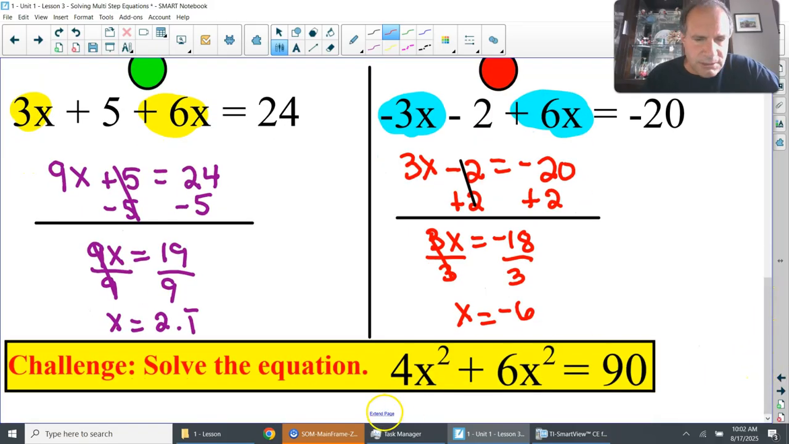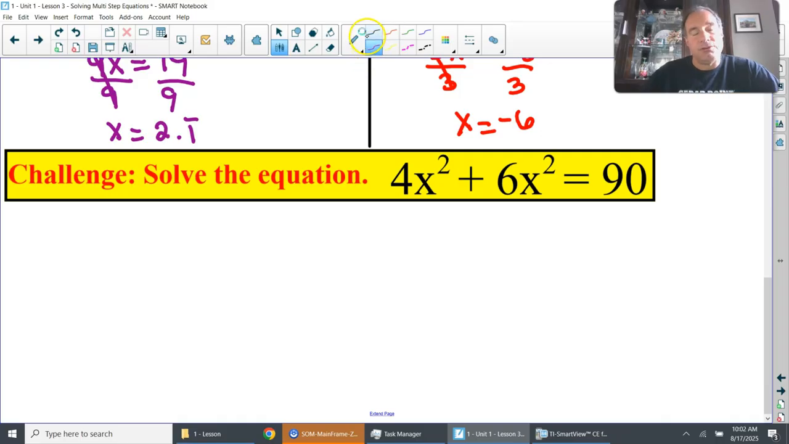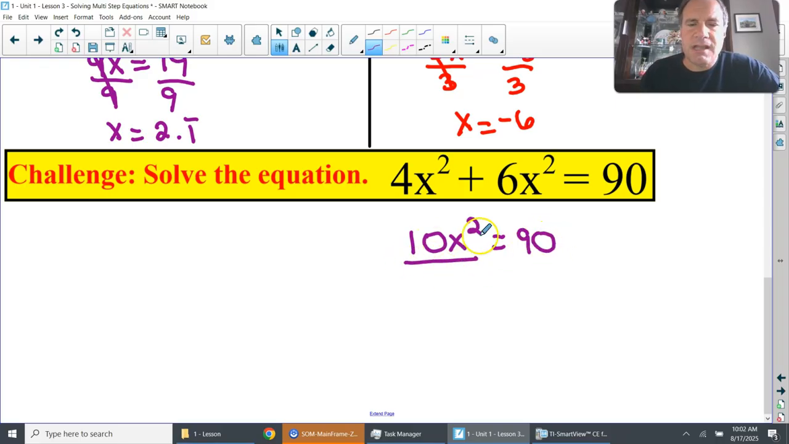I put a challenge question here, but I would like everybody to know how to do it. Just remember the 4x squared plus the 6x squared, they are like terms. And if they are like terms, that means you could combine those like terms. So 4x squared plus 6x squared is 10x squared. All you have to do is add the coefficients and keep the x squared because these are like terms. Then you have 10 times x squared, so you're going to divide by 10, using inverse operations, getting rid of the coefficient, canceling it out, isolating the variable, and this is 9.